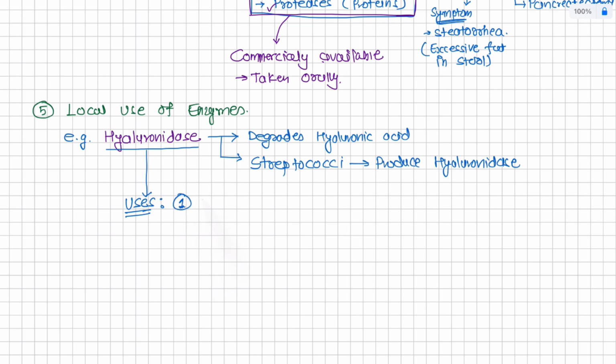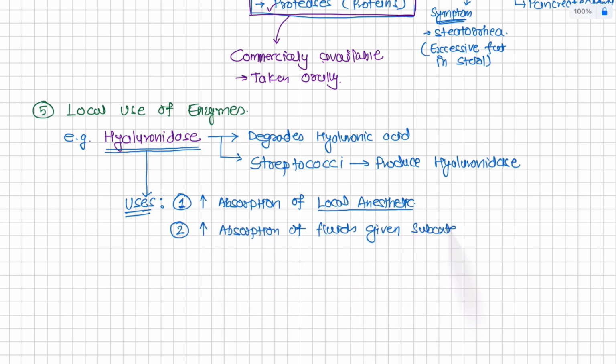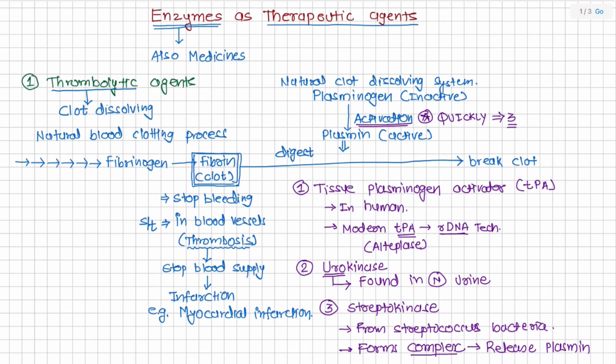First, it's used to enhance the absorption of local anesthetics. When local anesthetic is injected, adding hyaluronidase helps it spread through the tissue more effectively by breaking down the hyaluronic acid barrier. And second, it's used to enhance the absorption of fluids given subcutaneously, particularly in infants. When fluid needs to be given subcutaneously rather than intravenously, hyaluronidase helps those fluids spread and get absorbed more efficiently into the bloodstream.